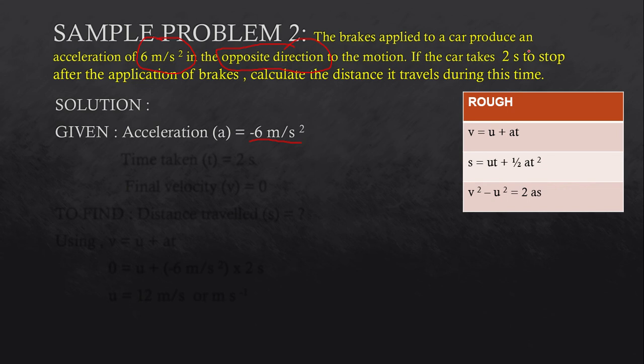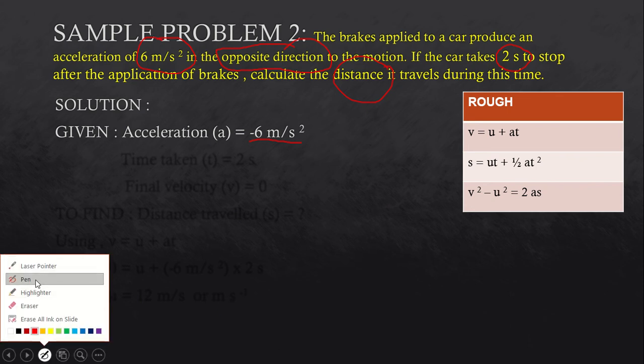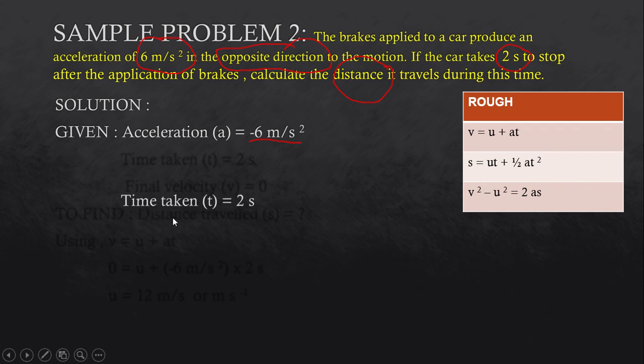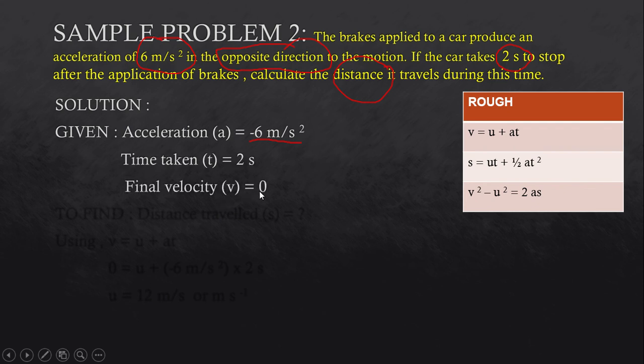Now the car takes 2 seconds to stop. It means we are given time. Then what is to calculate? Calculate the distance it travels. So we have already drawn out the important clues given in the question. Let us solve it. Time taken is 2 seconds. Final velocity is 0. Very, very important, because here you can see that a very important word is mentioned. Please, one more thing.